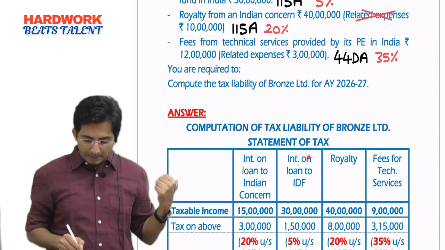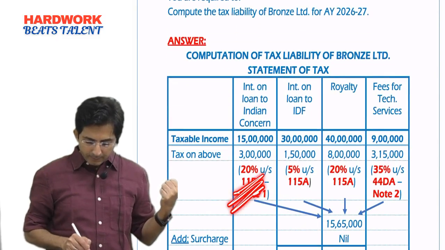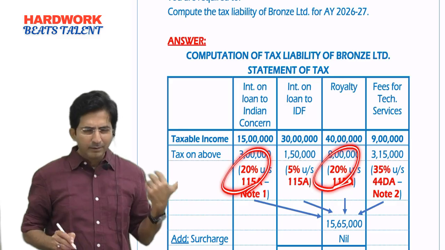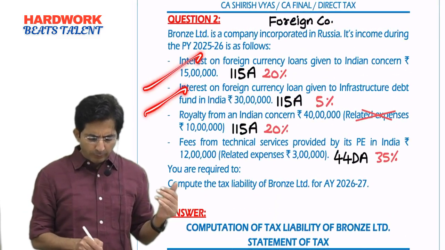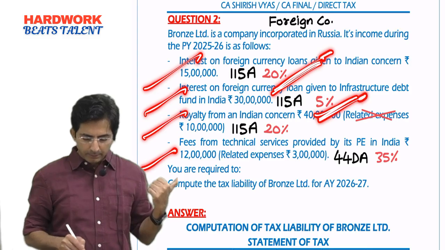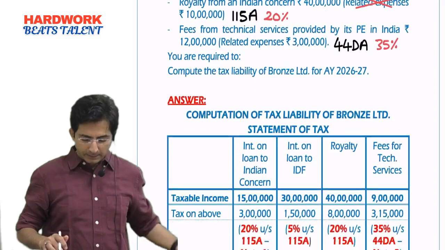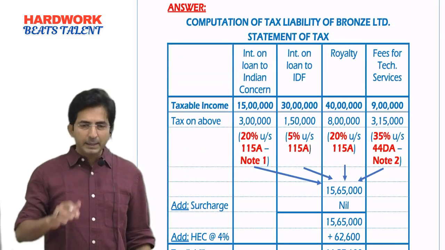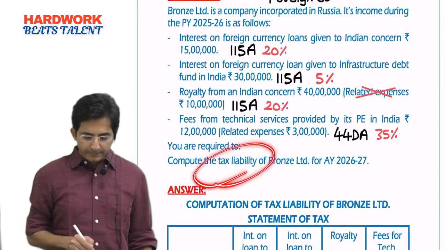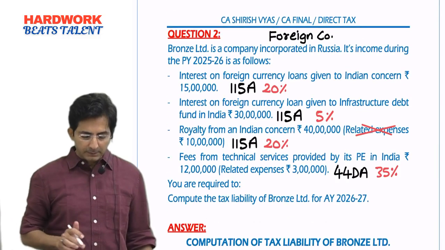See here, I have done the tax calculation column-wise, with all incomes having different rates. This 20% I could have clubbed, but it's okay, I have kept all 4 incomes in separate columns. One is subject to 20%, another to 5%, one to 20%, and the other to 35%, so I have applied the respective tax rate. Here I have not prepared the income statement. Whenever tax liability is there, you have to prepare the income statement, but I directly prepared the tax calculation because income is already given as computed.